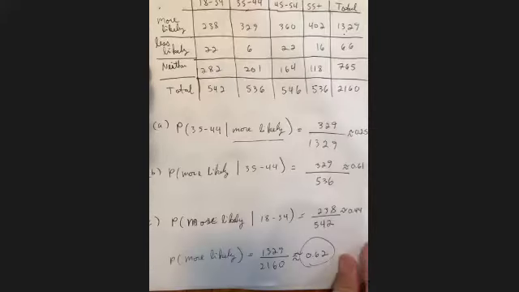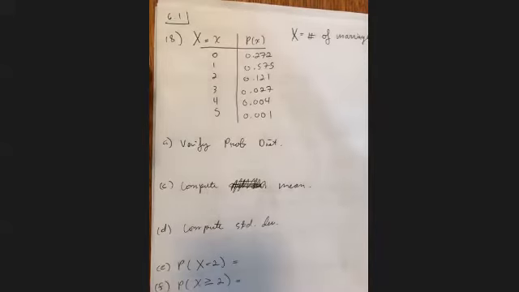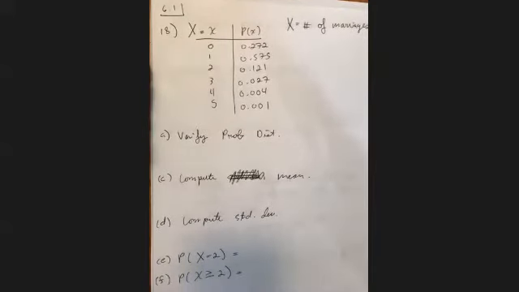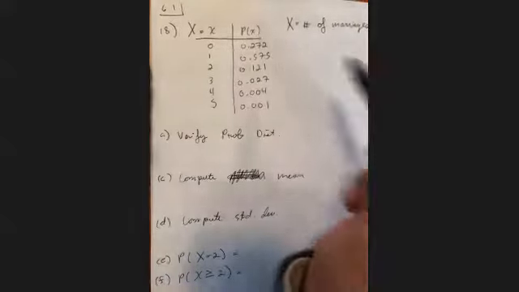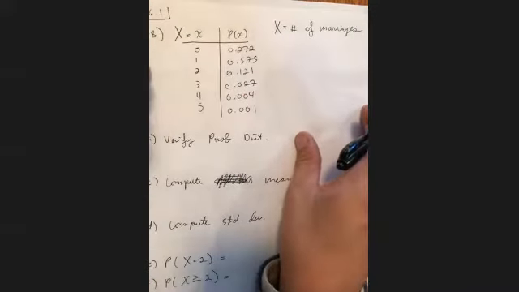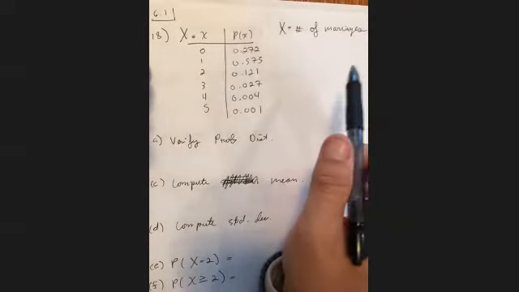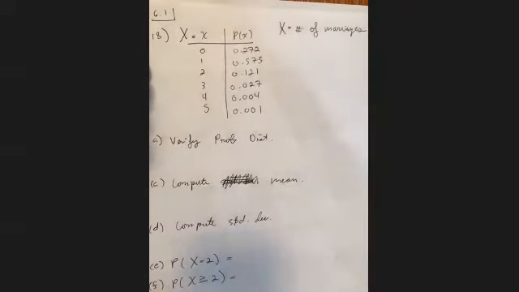All right, moving right along. Okay, so I'm going to do a couple problems from 6.1 now. This is the section on discrete probability distributions. Here in problem 18, we've been given the distribution and the random variable X, which counts the number of marriages that an individual has been a part of. So how many times has an individual been married? Up to 5 times, which is crazy.